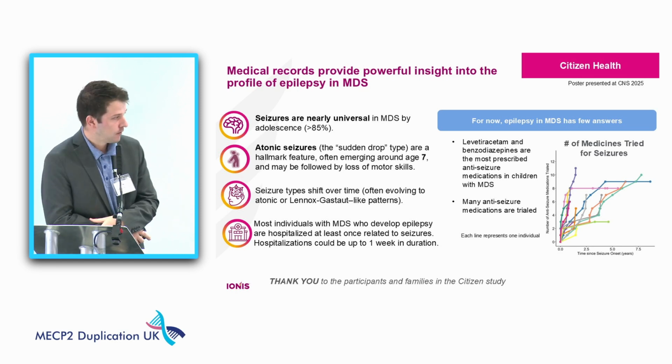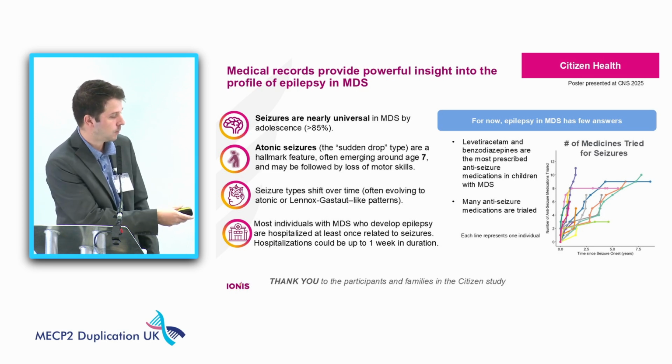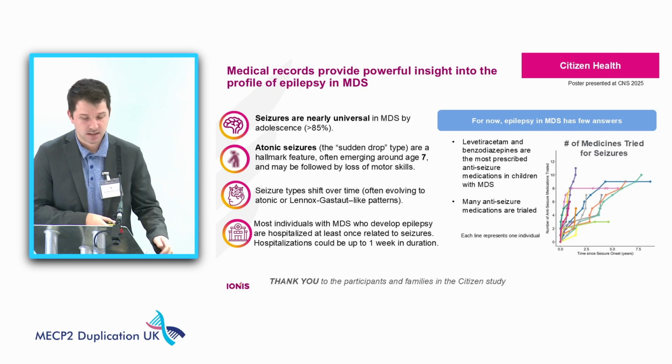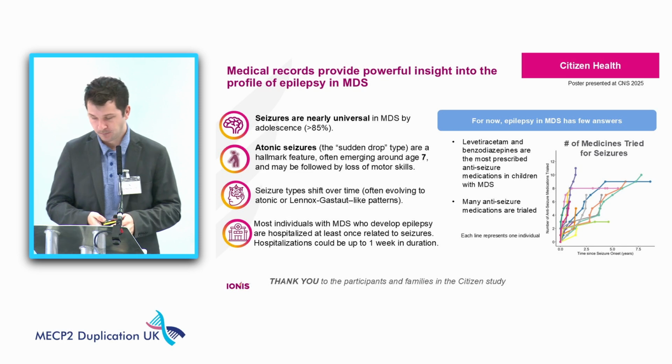And so on this graph, on the x-axis, we have the time since the onset of seizures in years. And then this graph is the number of different prescription anti-seizure medicines that the child has tried. And so you can see some children, even within 2 years after onset, have tried up to 11 anti-seizure medicines, in similar trajectories for most children. And this gives us an indication that it really is a treatment-refractory epilepsy.